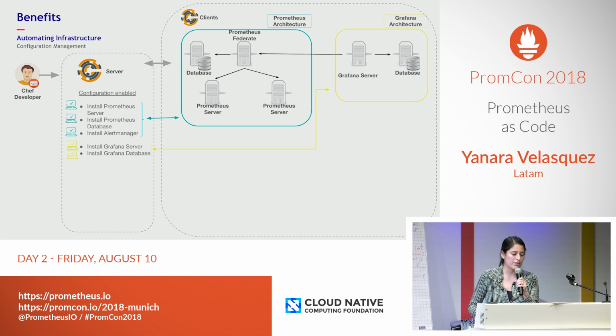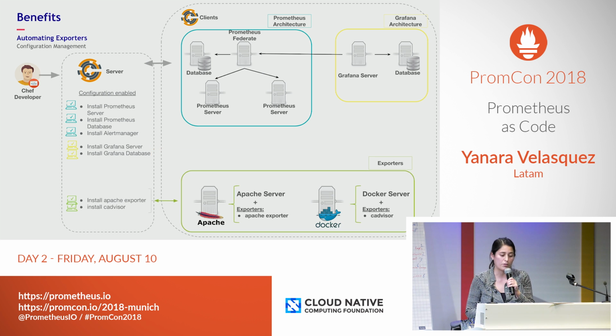For example, we have a group of configurations like install Prometheus servers, install Prometheus database, install Alertmanager that are associated to Prometheus infrastructure. And the same thing for Grafana. Now we have the infrastructure ready, but we need metrics. Prometheus needs metrics. And for this, developers need to write exporters.